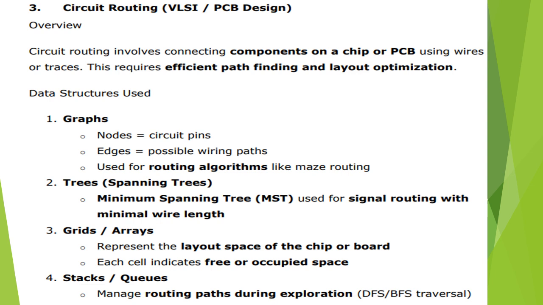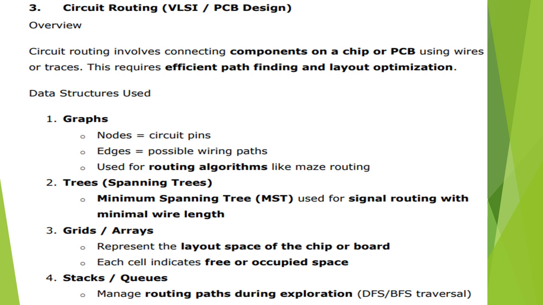Here, circuit routing involves connecting components on chips or PCBs using wires or traces. These require efficient path finding and layout optimization. The data structures used are graph, tree, grid, stack, or queue. Similar to the previous one, here the node is the circuit pin and the edge is the possible wiring path used for routing algorithms like maze routing.